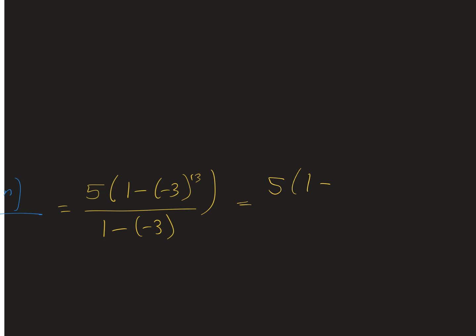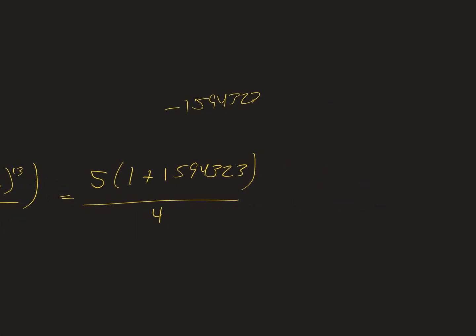Got to do that in your calculator. Negative 3 to the 13th power is what? Like that, right? Agreed, guys? So this would really be plus. Correct? So 1,594,323. And on the bottom here, do you guys agree I have a 4? Okay. So this is 5 times 1,594,324 over 4.